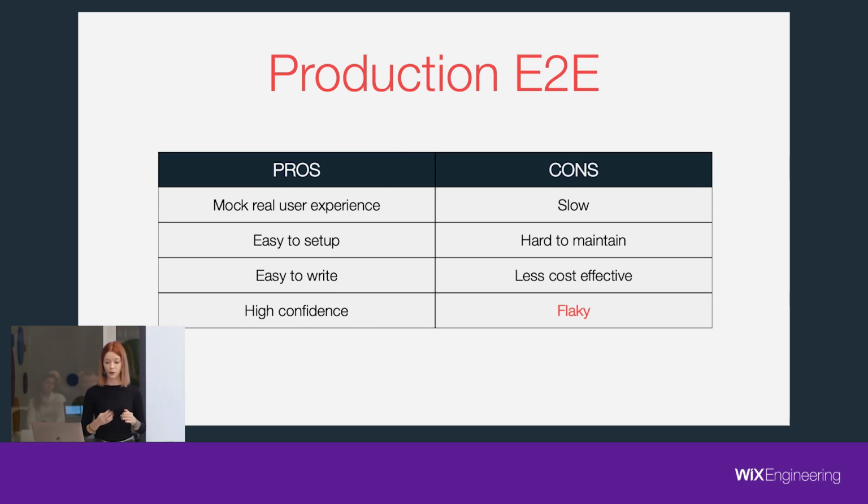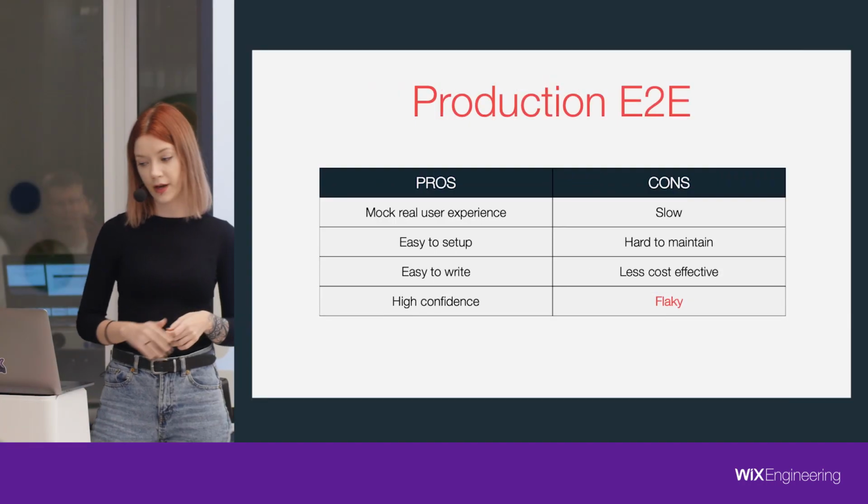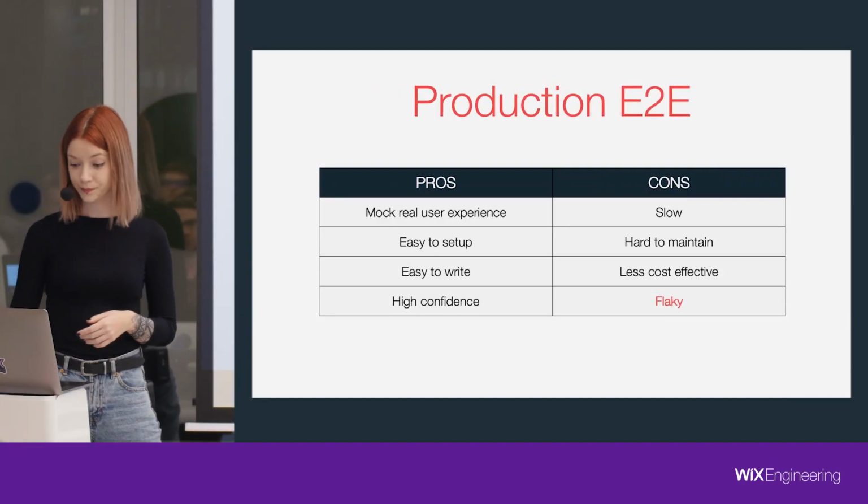They do mock real user experience. They are easier to set up compared to mock E2E, and they are easy to write because you can depend on the test suites you've already prepared for manual work, and they give you high confidence because you're portraying all the flows that the user is doing. But there are disadvantages: they're mostly slow because you need to wait real time for server responses or for actions to be made. They're hard to maintain, and they are less cost effective because of that, and most of it is caused by production E2E flakiness.